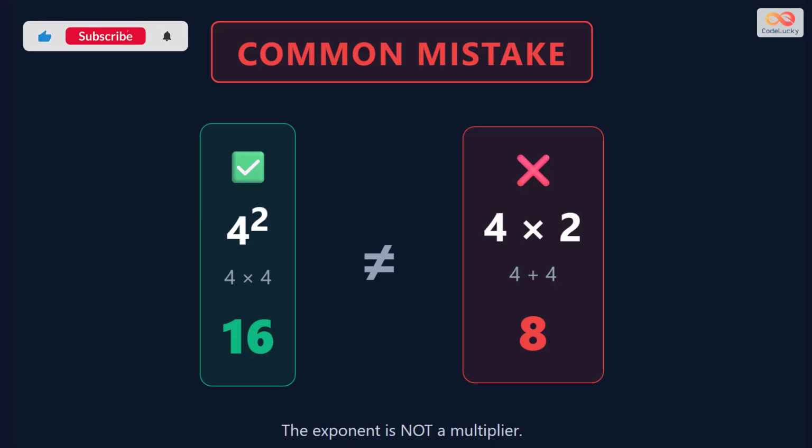Here is the most common mistake beginners make. Do not just multiply the base by the exponent. 4 squared is 16. It is not 4 times 2, which would be 8. Always remember to multiply the base by itself, not by the exponent number.